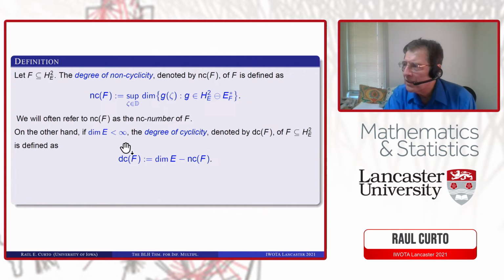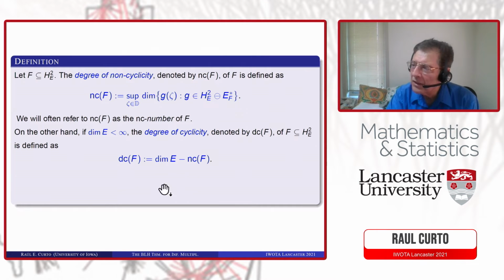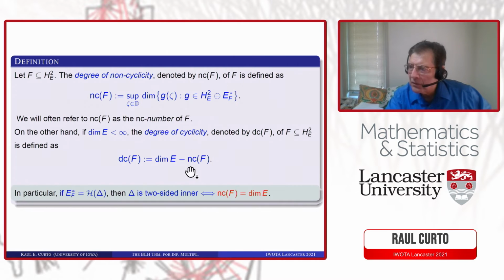If the dimension of E is finite, the degree of cyclicity, denoted DC, is the dimension of E minus the degree of non-cyclicity. So both will be integers adding up to the dimension of E. Naturally, in the finite dimensional case, the degree of cyclicity and non-cyclicity add up to the dimension of the space. In particular, if I know that EF star is H of delta for some delta, which in principle is just an inner function, it's going to be two-sided inner if and only if the NCF is equal to the dimension of E. So we have a characterization of two-sided inner in terms of the degree of non-cyclicity.